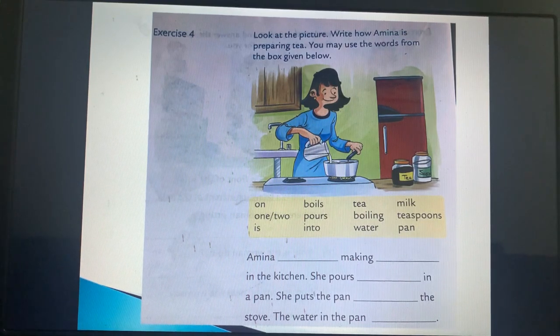Okay, first is on, boils, tea, milk, 1 or 2, pour means डालना, to pour the tea into the cup. Boiling, teaspoons, is, into, water, pan.